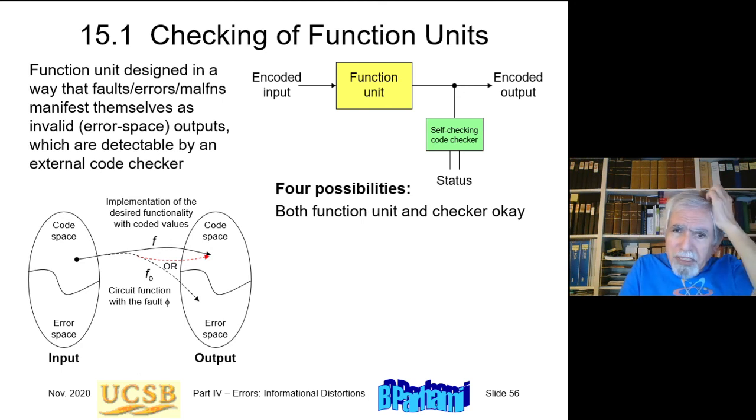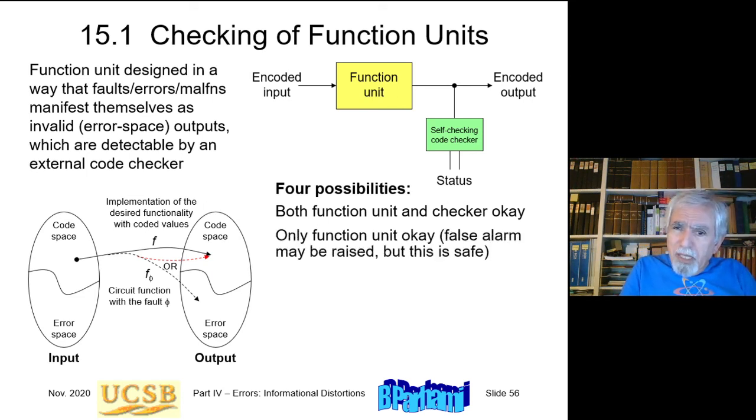Okay, so we have four possibilities. Both function unit and checker are okay. This is the normal mode of operation. Only function unit is okay. If the function unit is okay and the code checker is faulty, then it may signal an error, even though there's no error. But this is a safe type of fault because we do have the correct output. This one says that it's not correct. We don't use that output, so we're at least safe. So this is a safe mode.